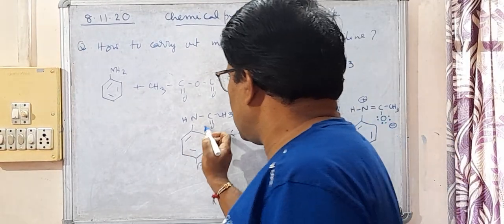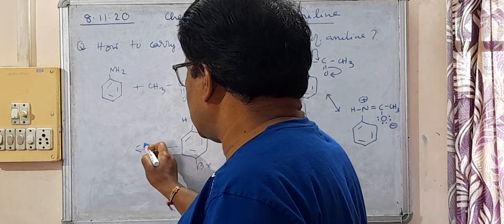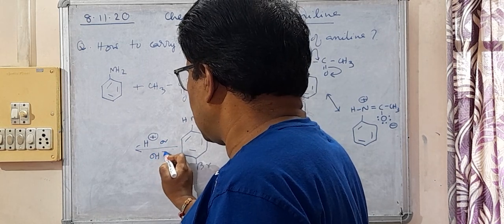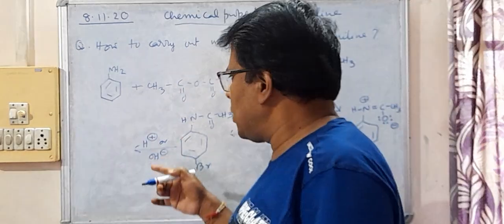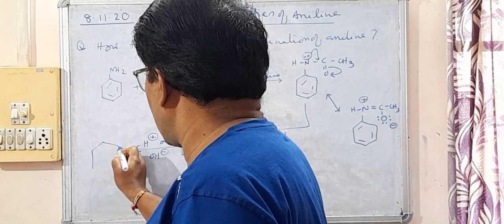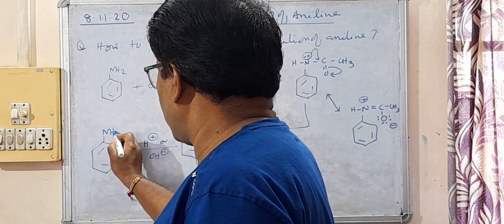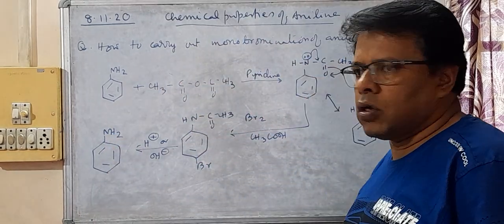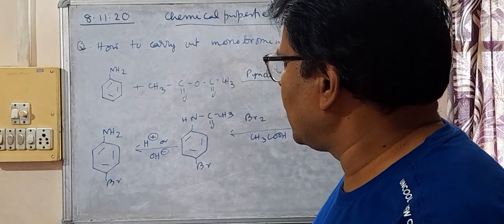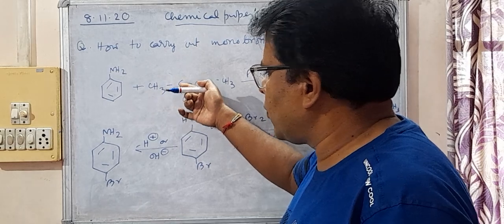And now to remove this group, it's very easy. If we treat it with acid or a base, we can do it either with acid or with base, then this group becomes an amine group once again. So you see, we had done monobromination. So monobromination is possible after we have done acylation.